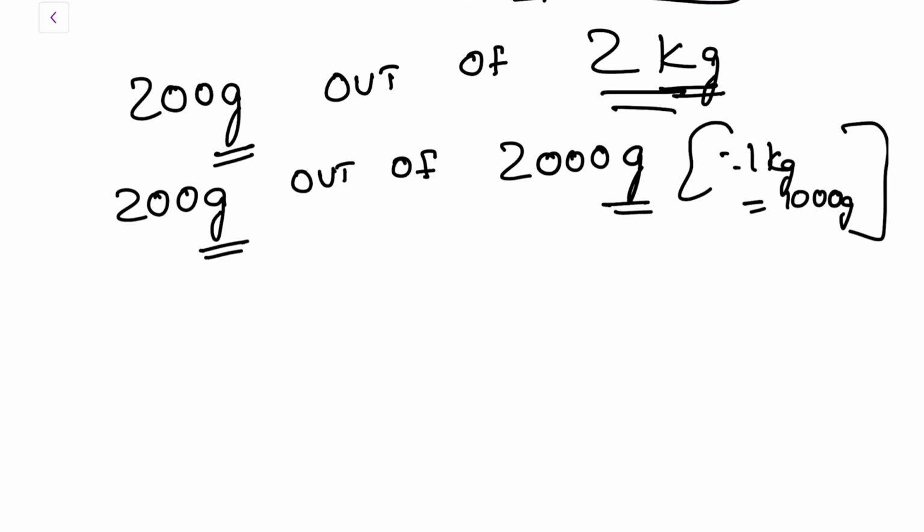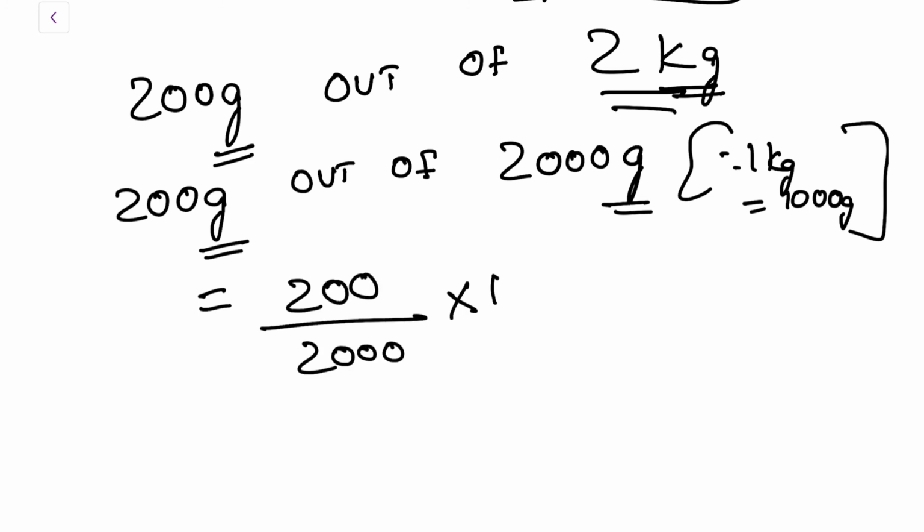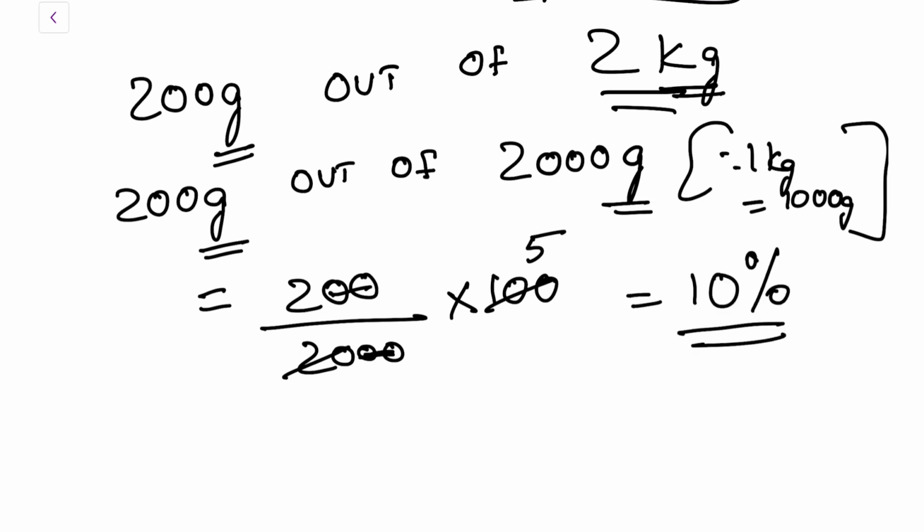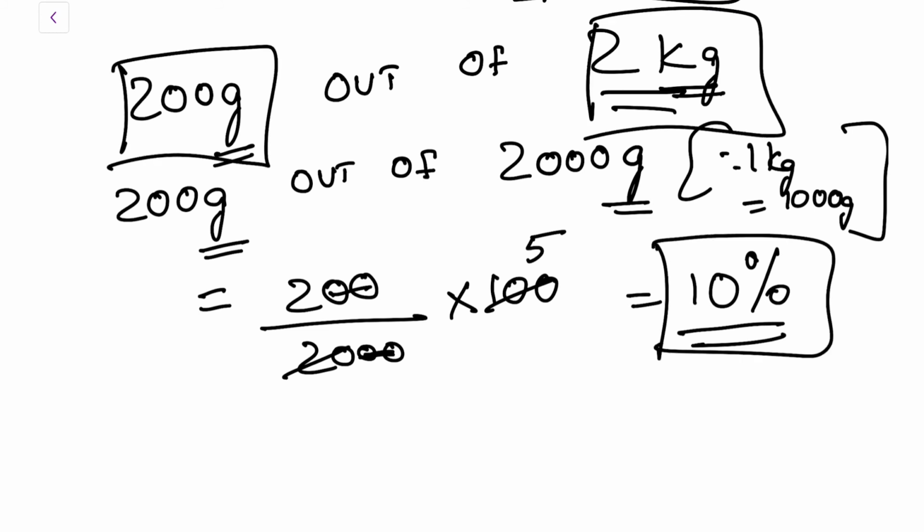Now, both of them are in grams. You can calculate the percentage. So that's 200 divided by 2000 into 100. Alright, so remove the zeros. 5 2s are 10, that will give you 10%. So 200 grams is 10% of 2 kgs.